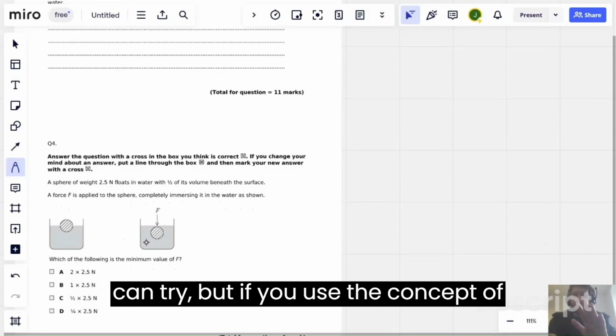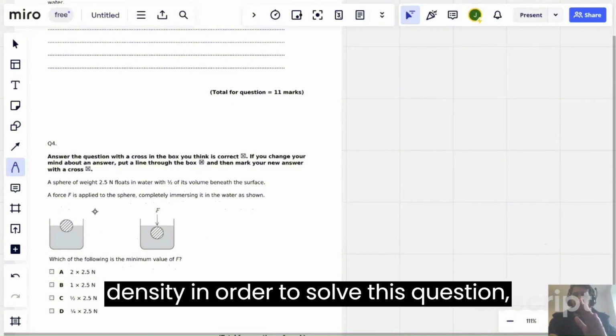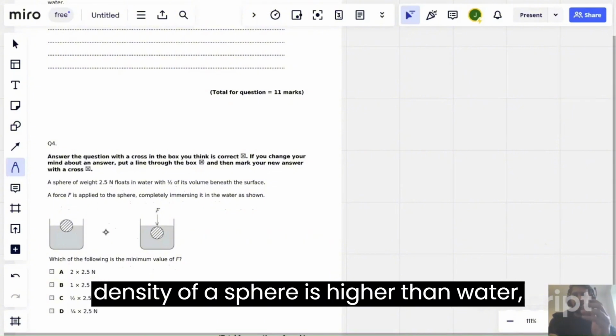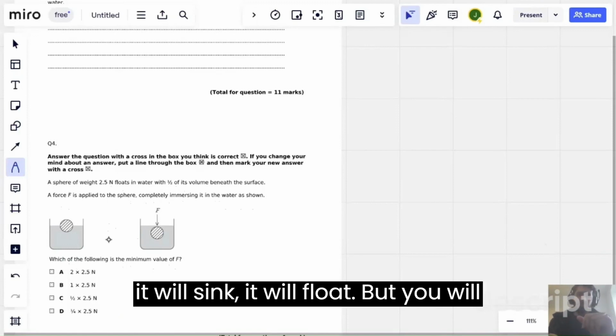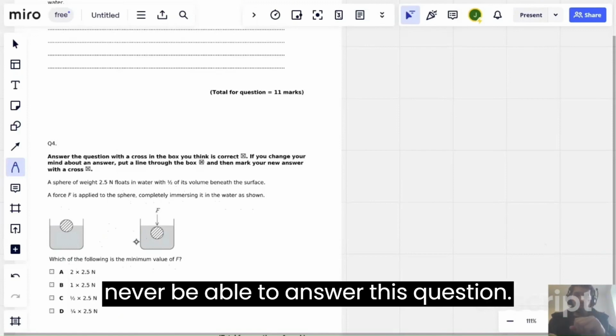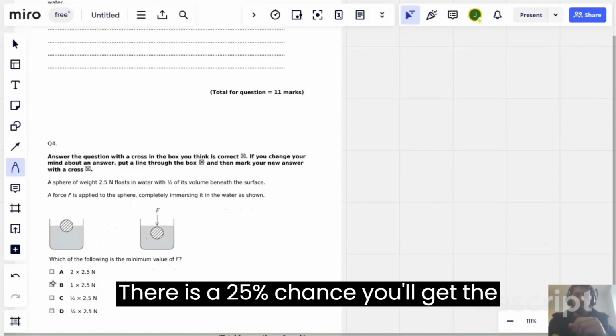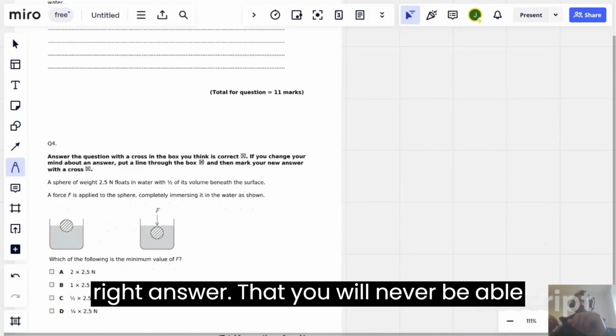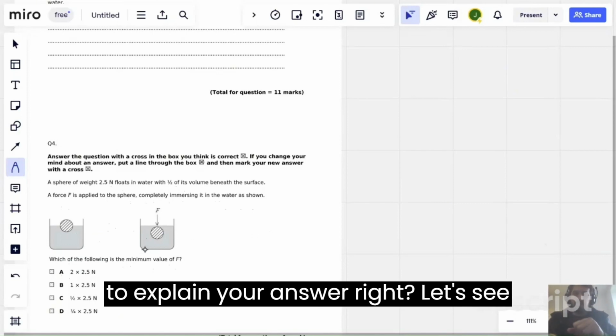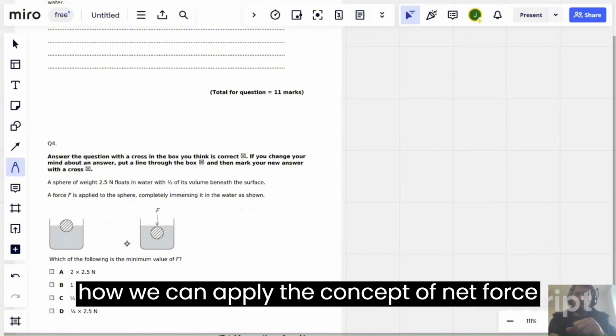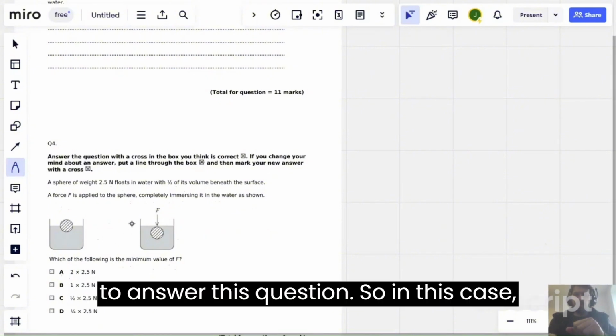Now, you can try, but if you use the concept of density to solve this question, like saying that if the density of a sphere is higher than water it will sink, otherwise it will float, you'll never be able to answer this question. Well, you can get it right by chance. There's a 25% chance you'll get the right answer, but you will never be able to explain your answer, right? Let's see how we can apply the concept of net force to answer this question.